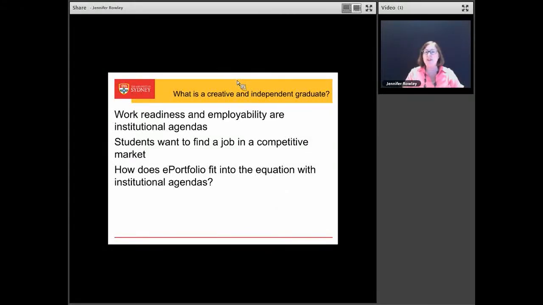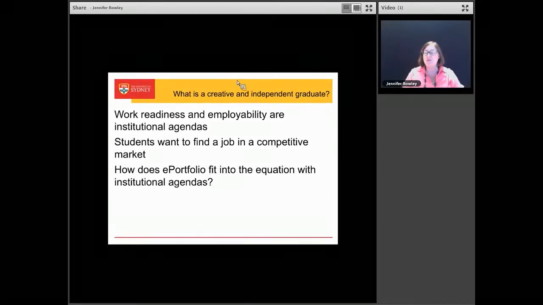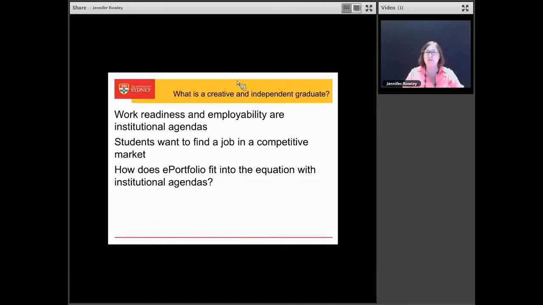So what is a creative and an independent graduate at the moment? Well, we're very keenly looking at creativity in our graduates, and our university's institutional agenda is to make sure that the students are independent when they graduate, because that's what the Australian government has as one of its key strategic goals at the moment: work readiness and employability.